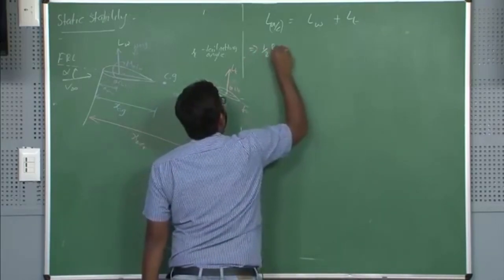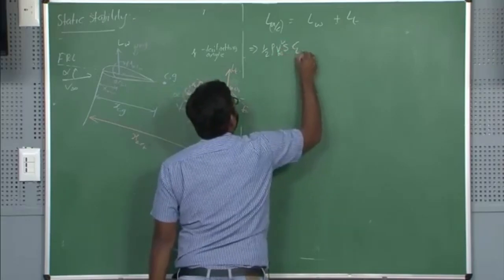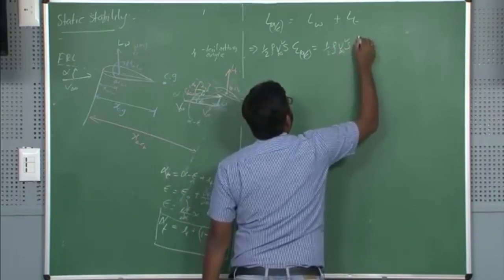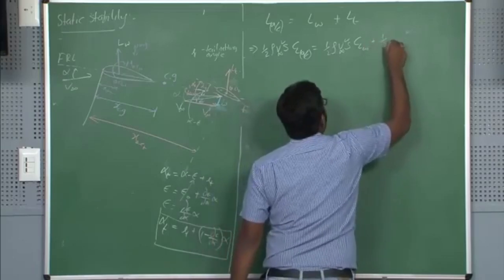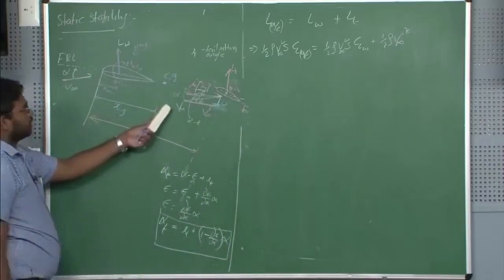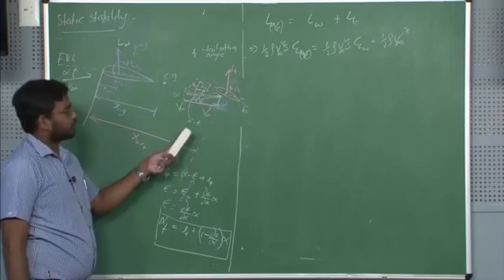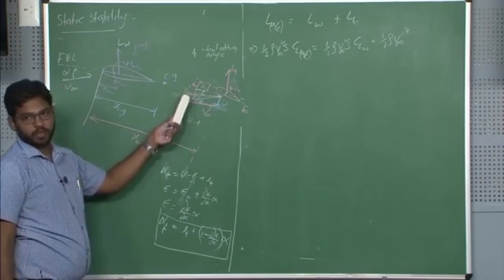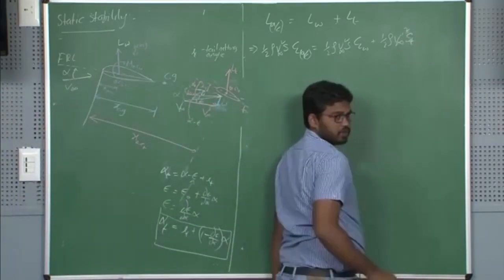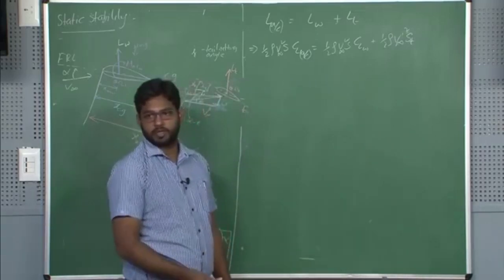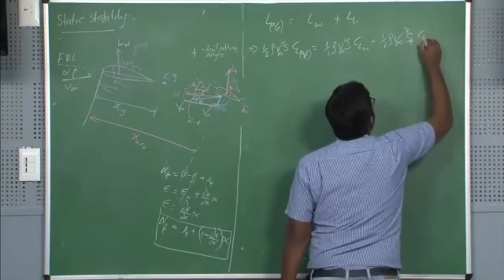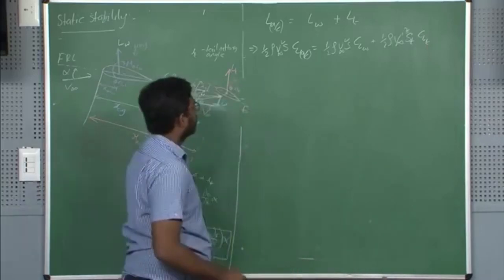So this is half rho V infinity square S into CL of the aircraft is equal to half rho V infinity square S into CL of wing plus half rho V infinity prime square, right. Don't you see this? Because the lift at the tail is because of the flow at the tail, and the resultant flow here is V infinity prime, which is modified due to the downwash, right. And the corresponding surface area to generate lift at the tail is S of T, where S of T represents the planform area of the tail, right. Half rho V square S T into CL of tail, right.